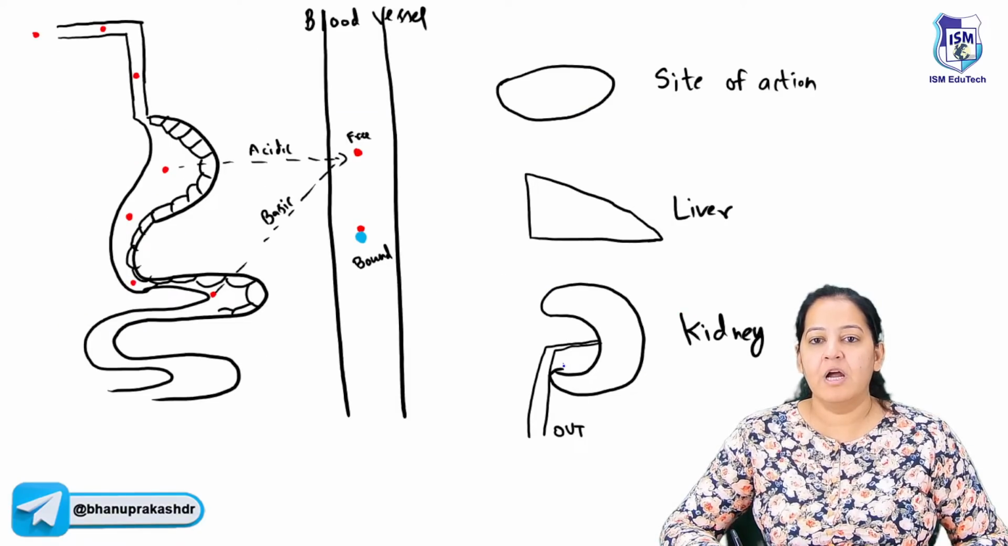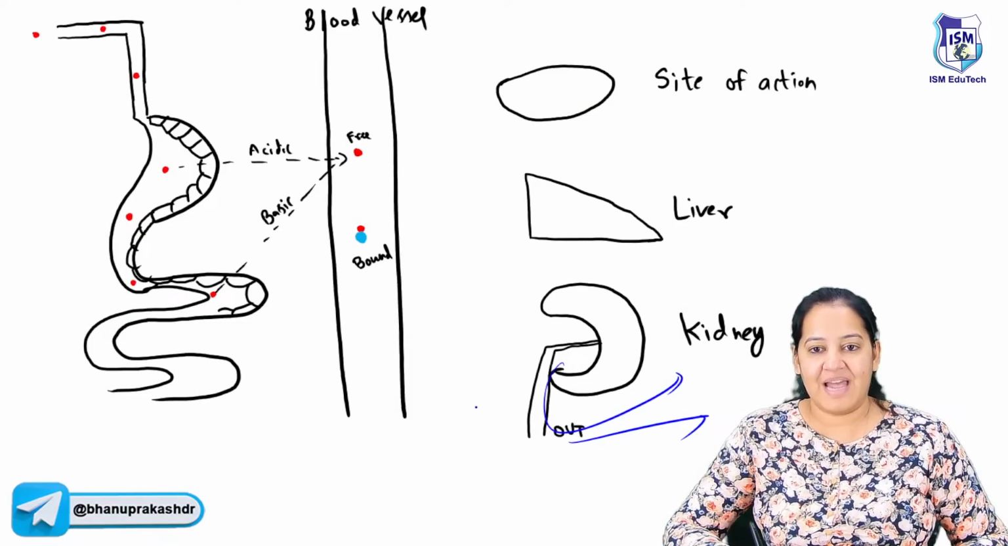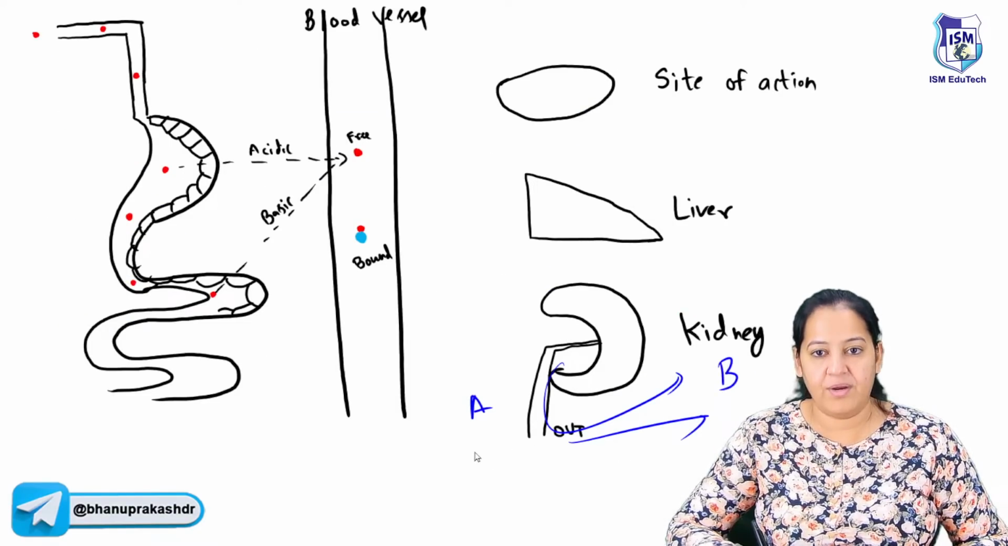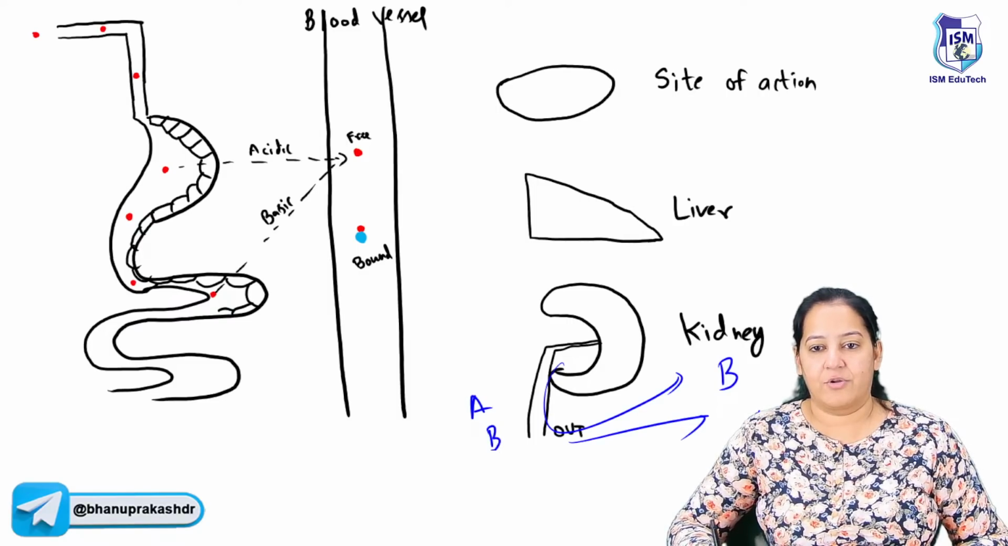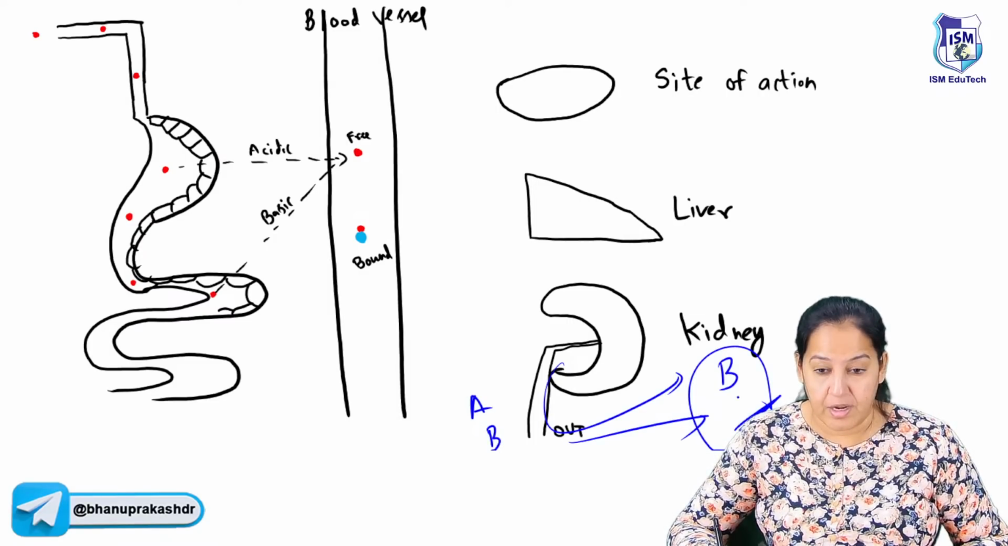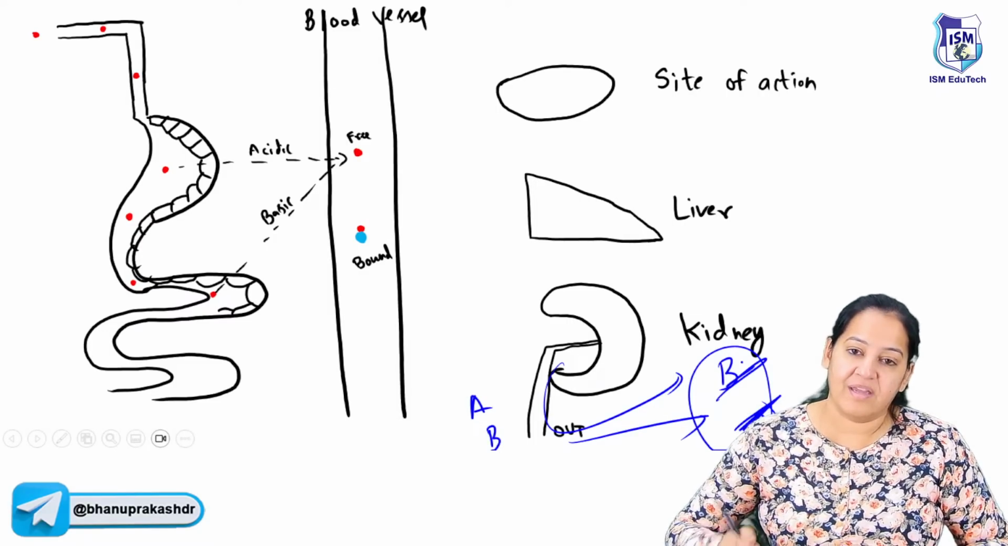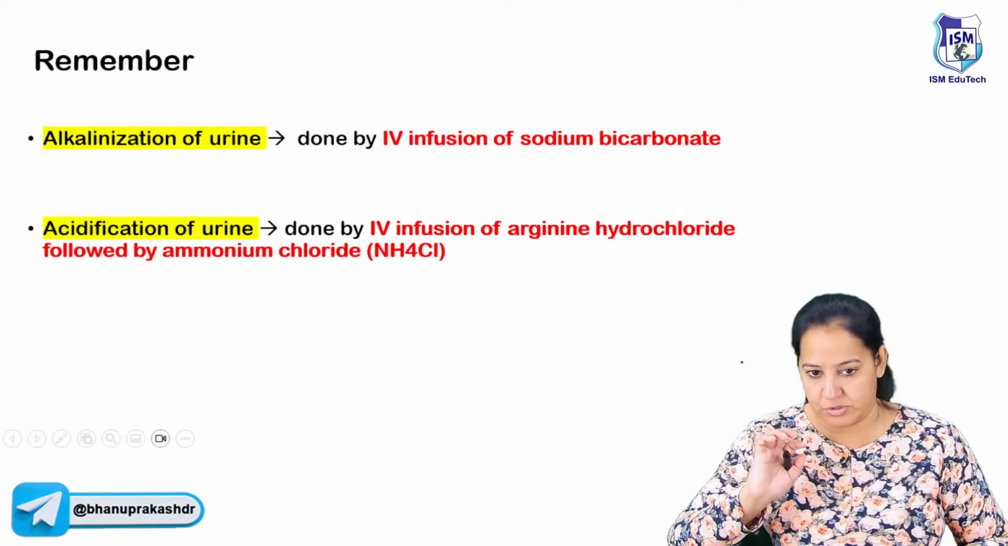Is it possible to change the pH of the urine? You are saying that acidic drugs are excreted in basic urine and basic drugs are excreted in acidic urine. So how to acidify the urine or how to basify, alkalinize the urine? Can we change the pH of the urine? Yes, we can do so.